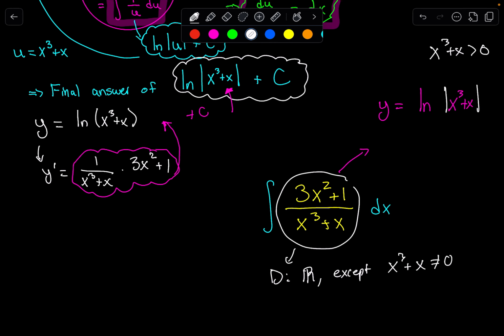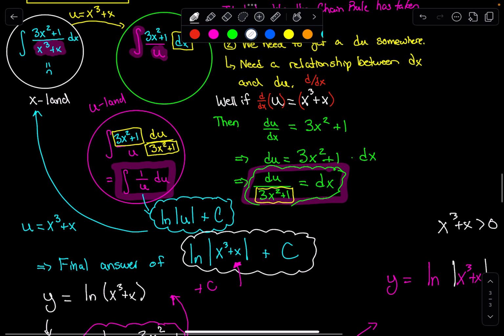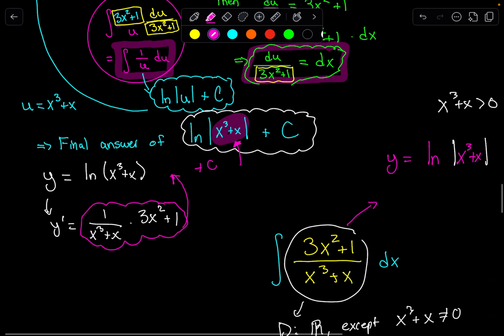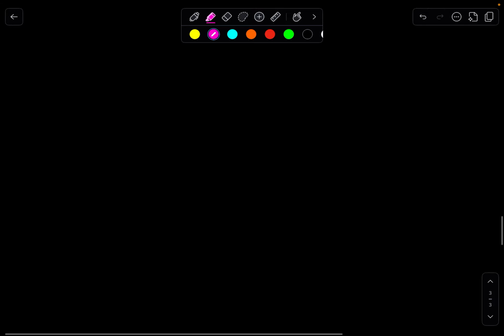So that's why our final answer in this previous problem has an absolute value of x cubed plus x instead of it just being the natural log of x cubed plus x. Okay, so this is just one example, and I feel like one example is not nearly enough for this particular material. So let's do another example.